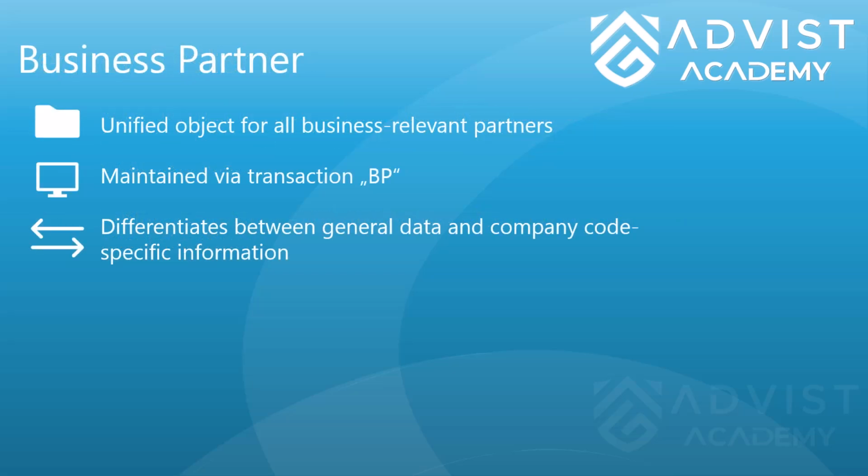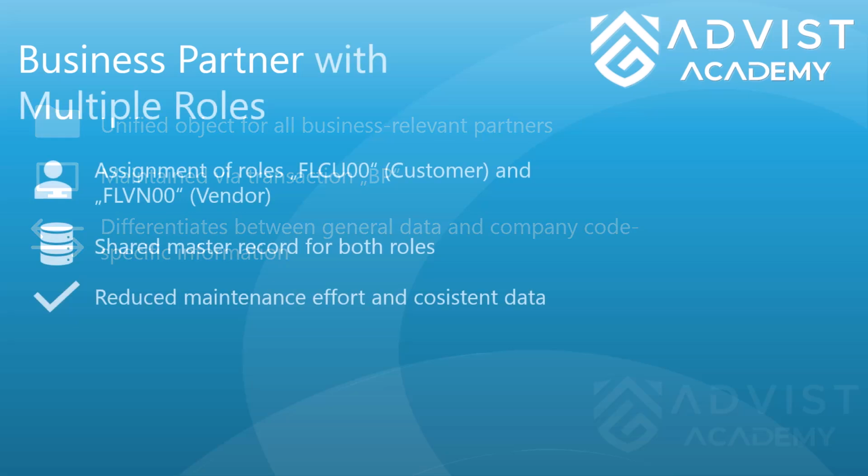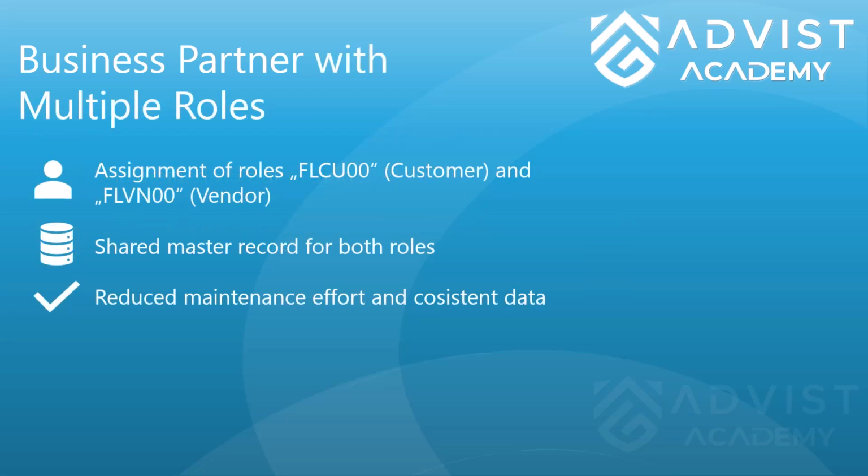In the SAP system, business partner maintenance is performed via the transaction BP. Upon launching the transaction, a unified interface opens where all relevant roles, views, and assignments can be maintained. The system distinguishes between general data, such as name, address, and communication details, and role-specific data, such as company code-specific or sales area-specific information. A business partner who acts as both a customer and a vendor is maintained in the system as a central object with multiple roles.